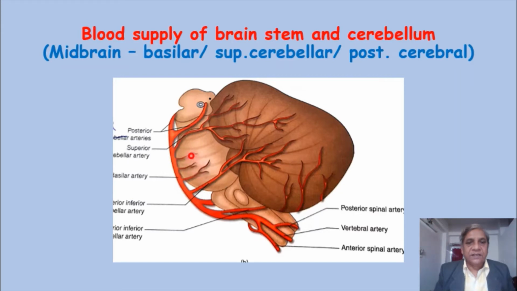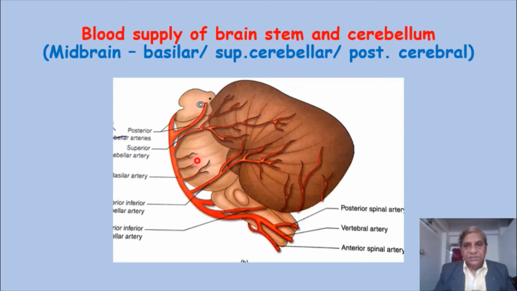In this diagram we are also seeing many branches taking origin from the basilar artery, and these branches are called the pontine arteries. So these are the vessels which are supplying the brainstem part and the cerebellum.